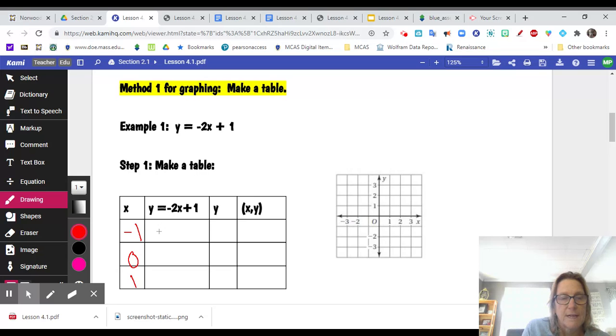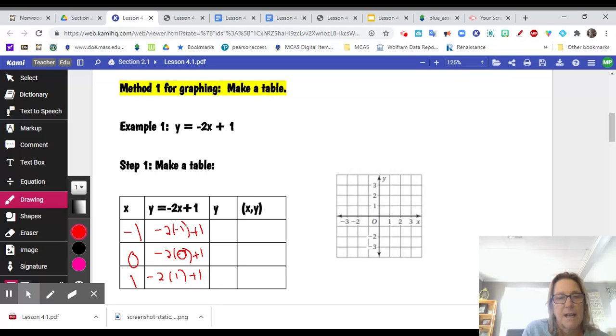So now I'll follow the steps. This says multiply by -2 and then add 1. Multiply by -2 and add 1. Notice what I'm doing. I'm setting up the calculations.